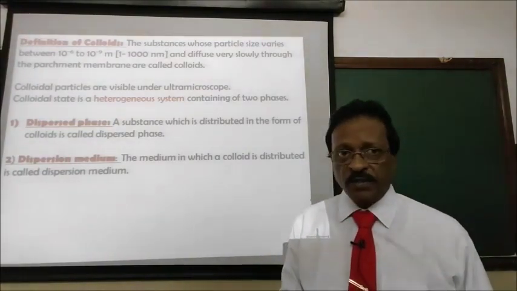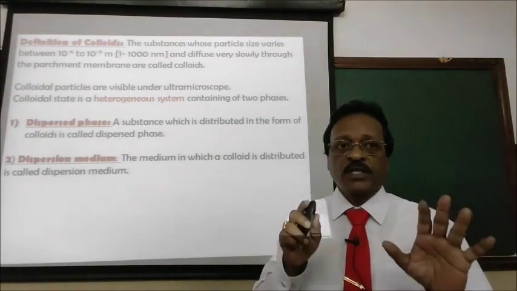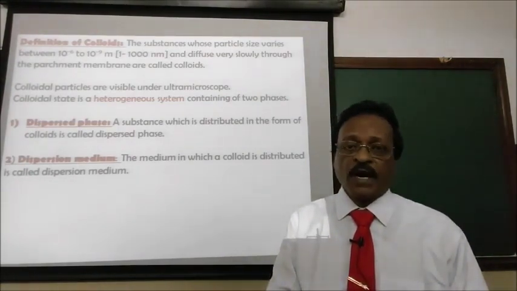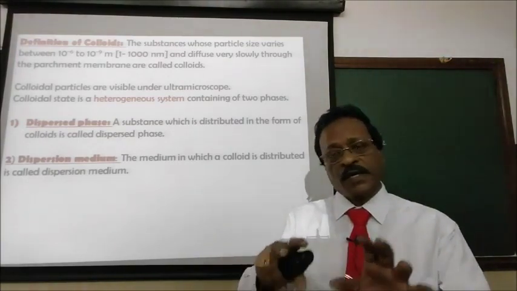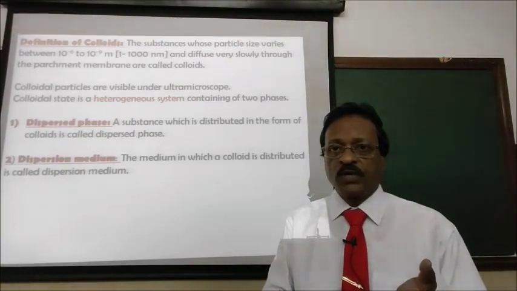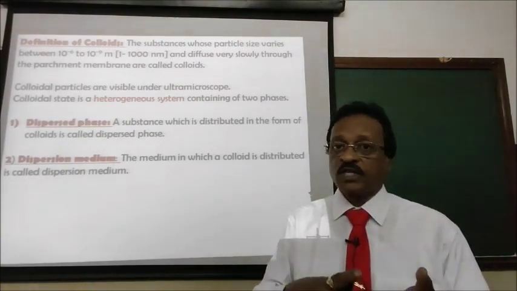I will give the example. You have to say, when an example has been given to you, what is the dispersed phase and what is the dispersion medium, and that system has a particular name. That name I will give you. But what you have to do is, when an example has been given to you, say what is the dispersed phase and what is the dispersion medium.